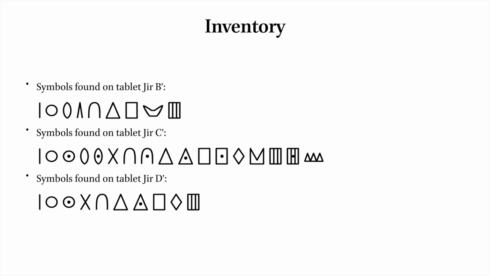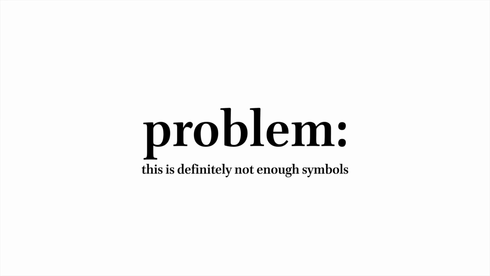Now here is the symbol inventory per tablet. As you can see, they do not all have the exact same spread of symbols between them. And yes, I put them in a specific order for a specific reason, but we'll get there. One thing to note is what I will call the dot variant characters, which are identical to another character except they have a dot in the middle. Real profound, I know. Problem. This is definitely not enough symbols.